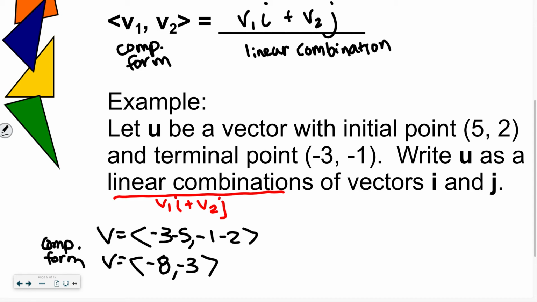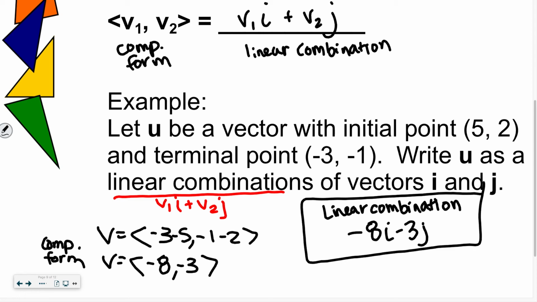And all I have to do to get linear combination is rewrite it with I's and J's, take away the brackets. So my linear combination is just -8i minus 3j.